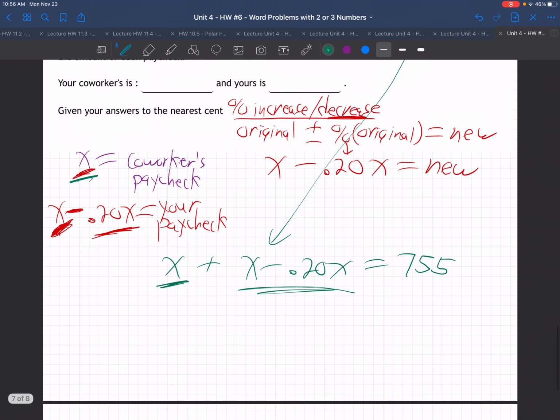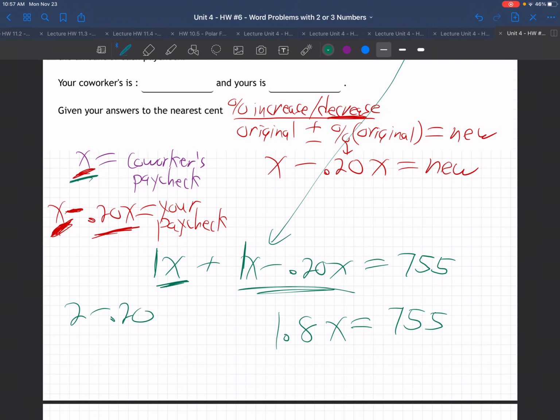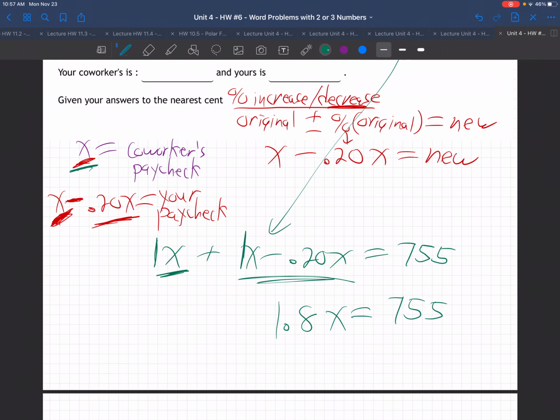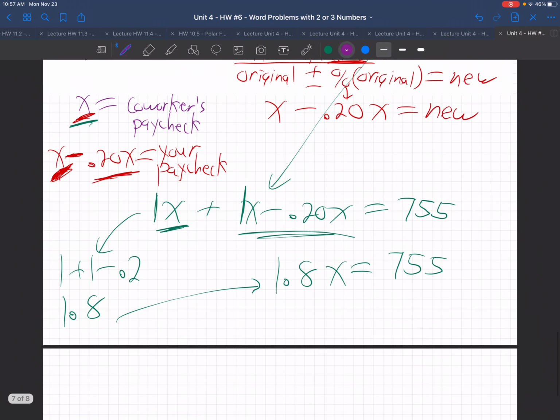So how do we solve that equation? 1X and 1X is 2X. Oh, I should just have done all the X's. 2 minus 0.20, that's 1.80, or 1.8 is fine, X is 755. So see what I did out there on the side? I just did 1 plus 1 minus 0.2 is 1.8. I just added like terms, the numbers in front of the X's. Now to finish solving for X, you know what to do. Just divide by 1.8.